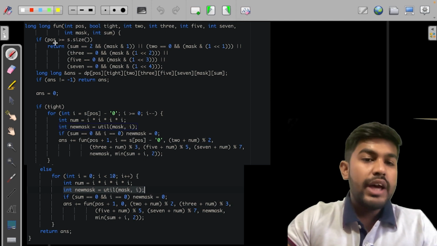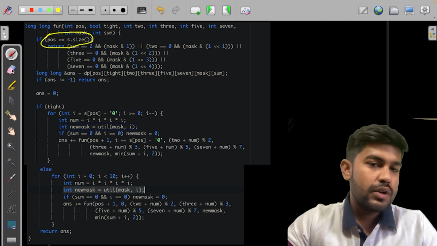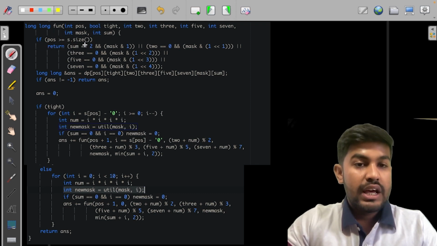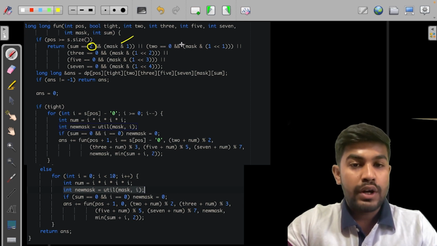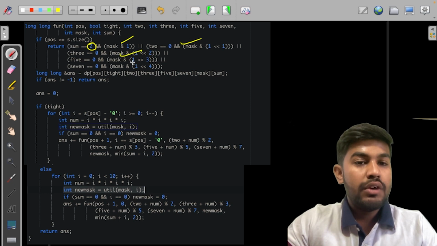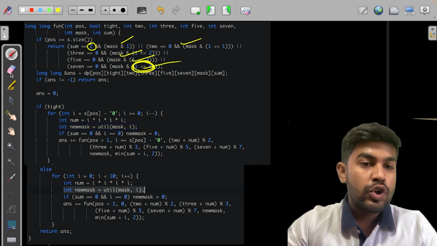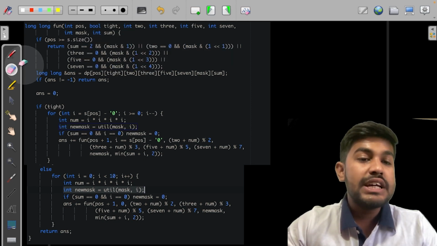If we have reached the end of the position, what we would do is check if the sum is equal to 2 and it has 2 or not. Then we would check for 3, 5 and 7, same goes. And what is this? We are saving this value. We would talk about this mask function again. This is nothing but saving the values.